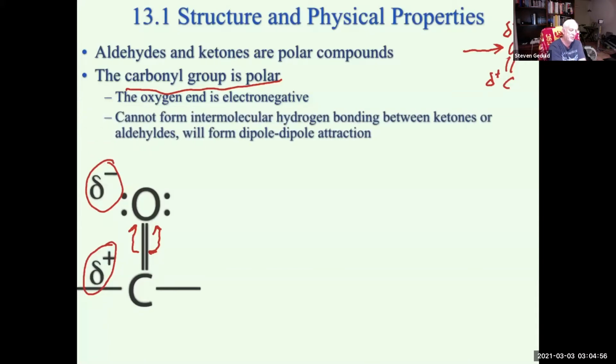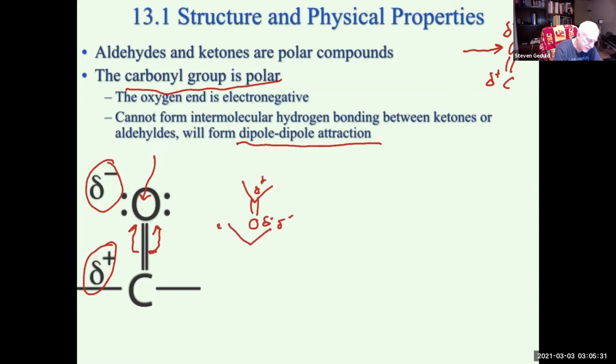Okay, it cannot form intermolecular hydrogen bonding between ketones or aldehydes, but it will form dipole-dipole attractions. Okay, it can't be hydrogen bonding because there's no hydrogen attached to this oxygen here. Okay, so you cannot have hydrogen bonding. You can have dipole-dipole attraction. In other words, let's do line structures. Okay, say I have a ketone here. This is going to be delta minus. This is going to be delta plus. Okay, so now we can have this line up here, delta minus, delta plus.